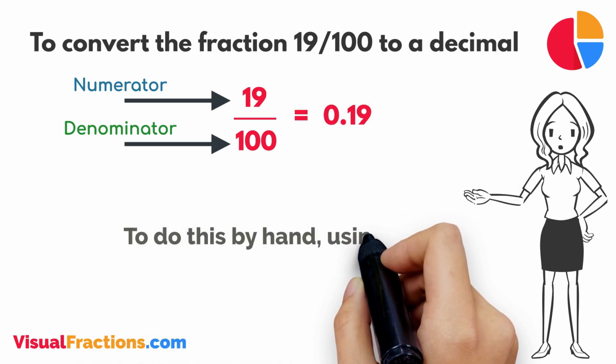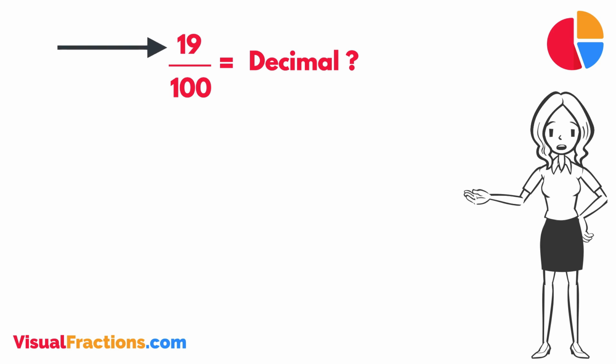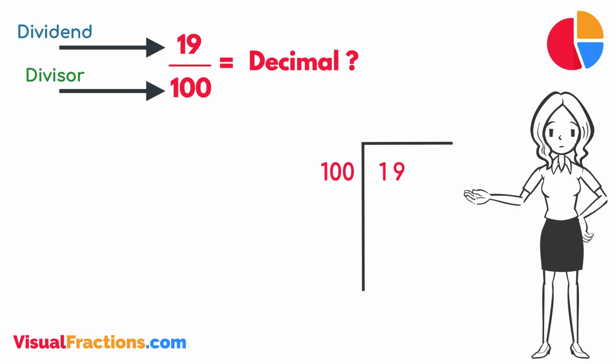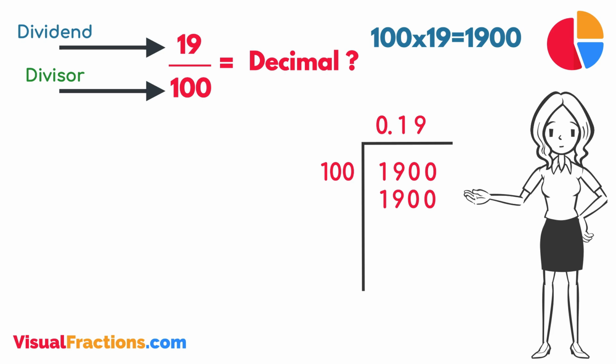To do this by hand using long division, we start by writing 19 as the dividend and 100 as the divisor. Since 100 doesn't fit into 19, we add a decimal point in our answer and append 2 zeros to 19, making it 1900. How many times does 100 go into 1900? Exactly 19 times. We write 19 after the decimal point in the quotient, making it 0.19. Multiplying 19 by 100 gives us 1900. When we subtract 1900 from 1900, we get a remainder of 0.